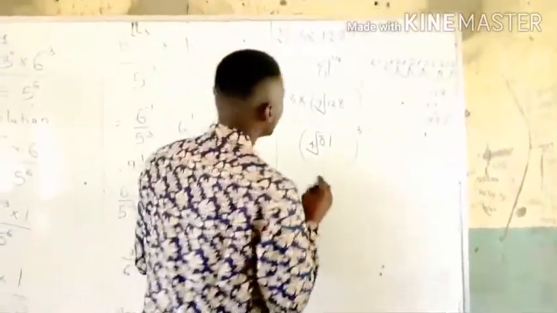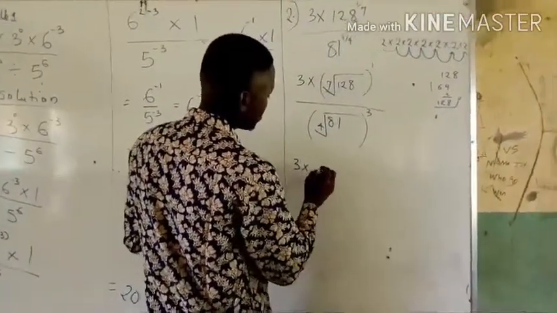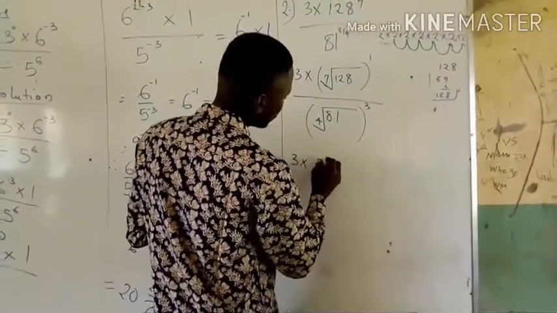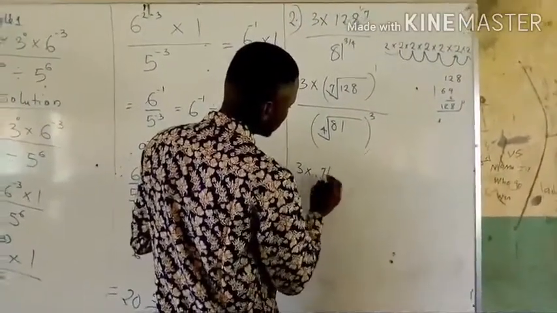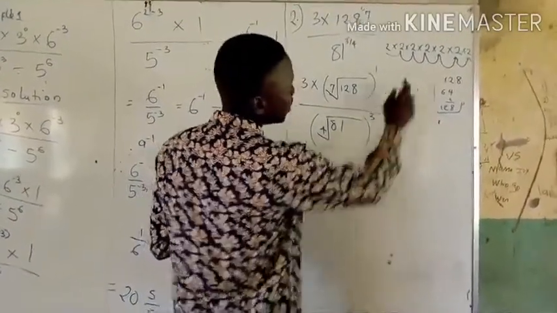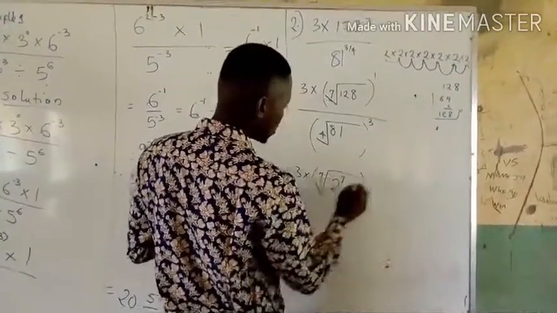2. That means 3 times the seventh root of 128, which is 2 raised to the power 7. This is the same thing as 2 raised to the power 7 or raised to the power 1.